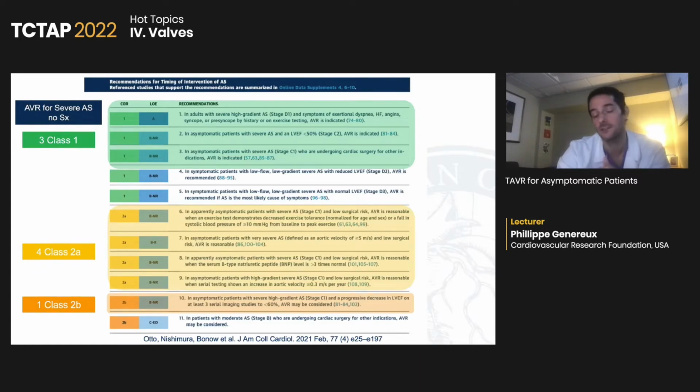And another one is if you have an increased NT-proBNP more than 3 times the normal, and you're low risk for surgery. And the last one is if you have an increase in peak velocity more than 0.3 per year on serial echo, and again, if you're low risk for surgery. So only targeting surgical AVR in low risk patients.